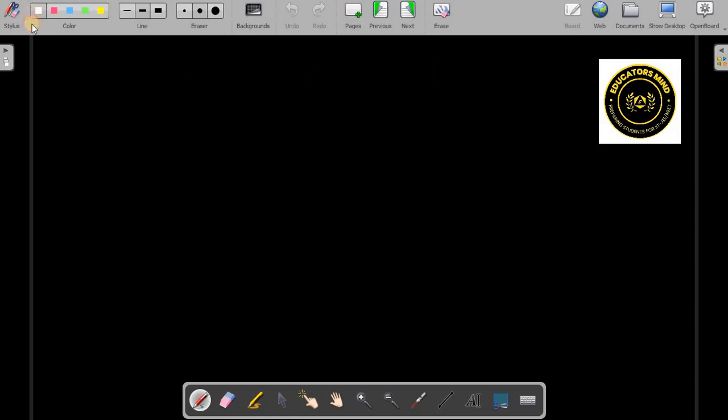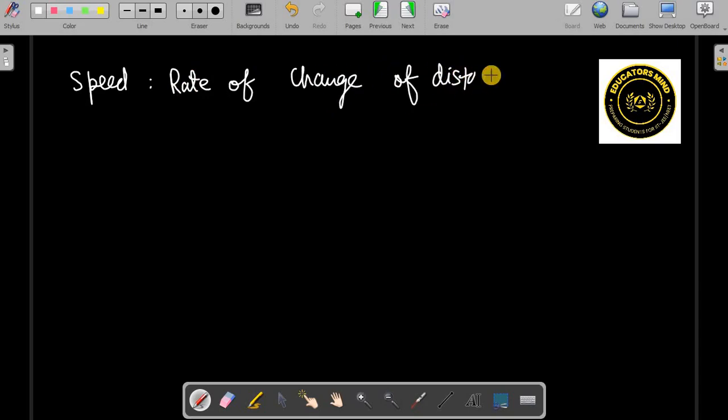Next is, what is speed? Speed is nothing but the rate of change of distance, and the speed formula is given as distance by time.